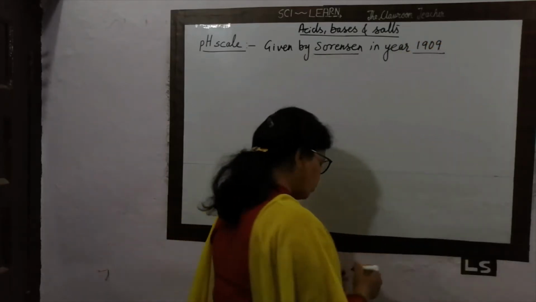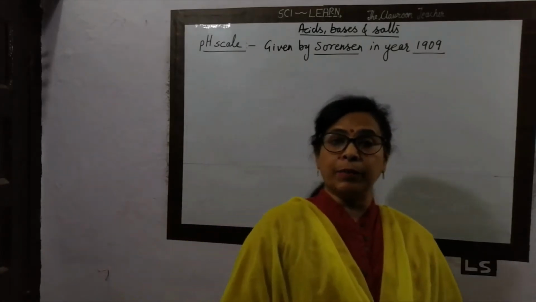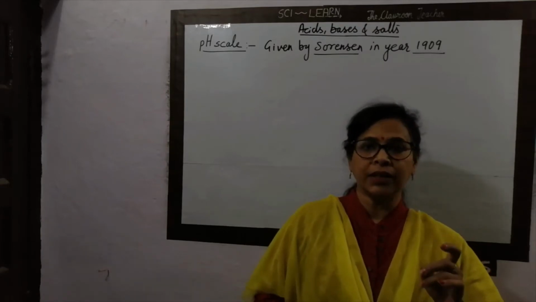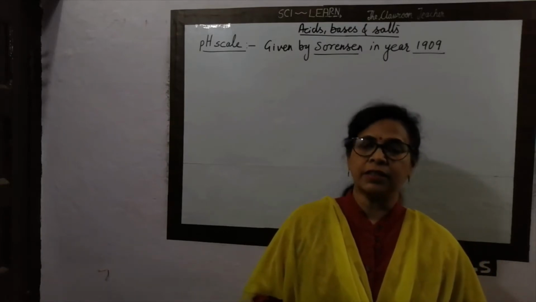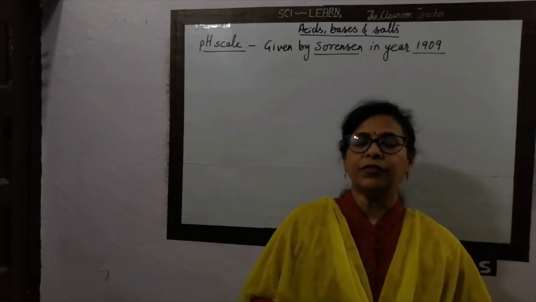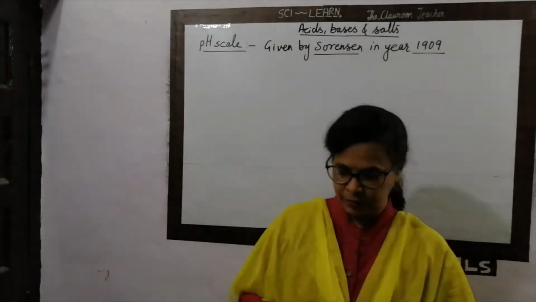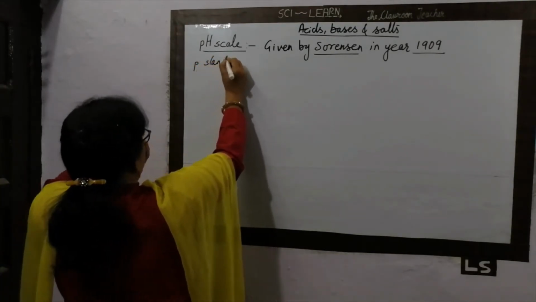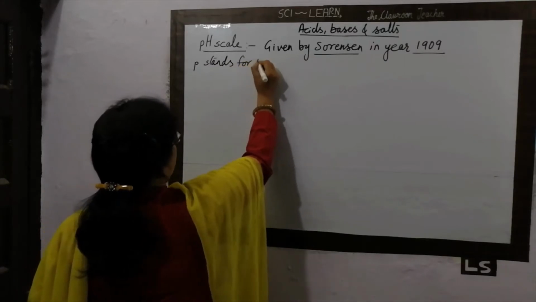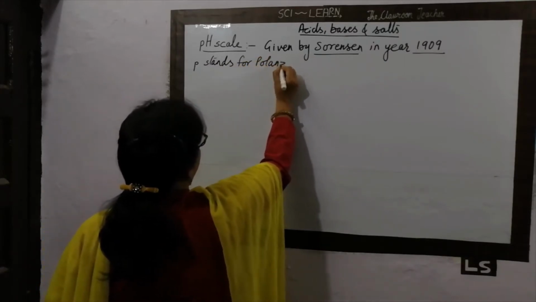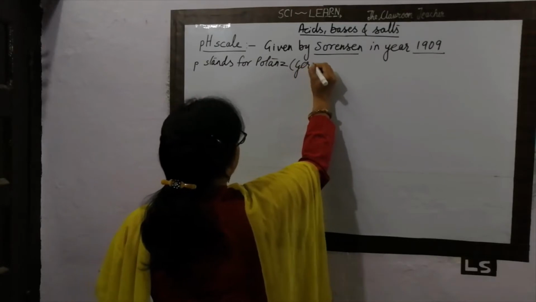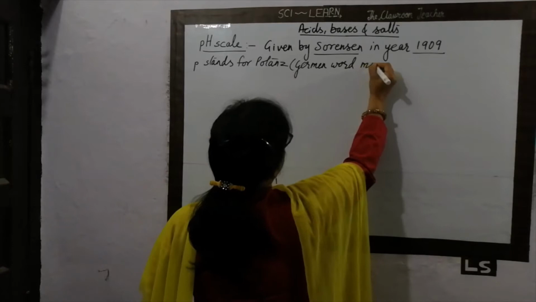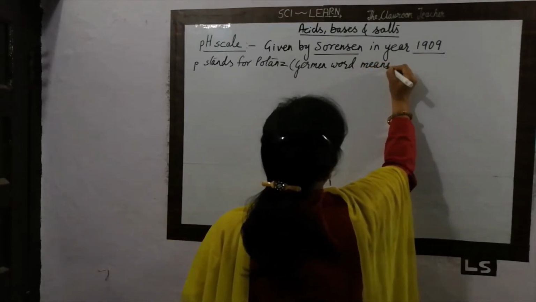This too is important for the objective only. It was given by Sorensen in the year 1909, and in pH, the P stands for potens. It is a German word. It means power.